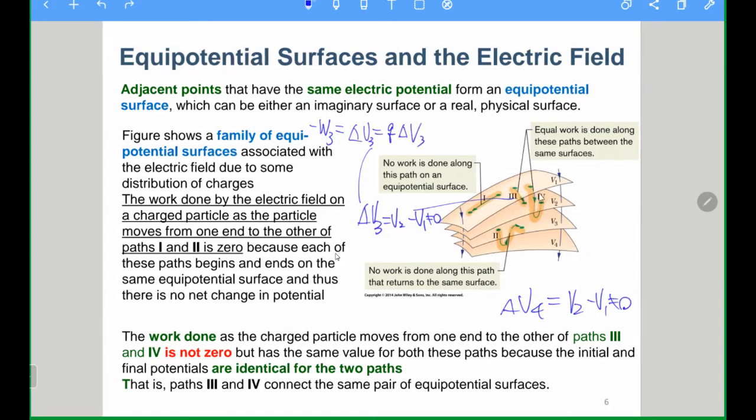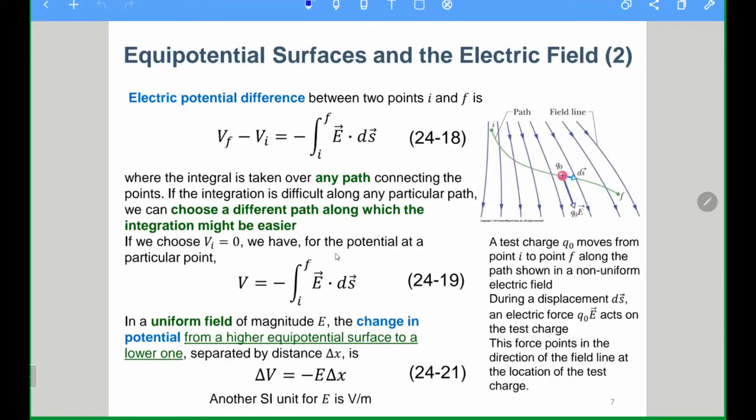Here we try to consider the potential difference in a more rigorous way. So here we define the electric potential difference between 2 points as a line integral. This is the so-called line integral.